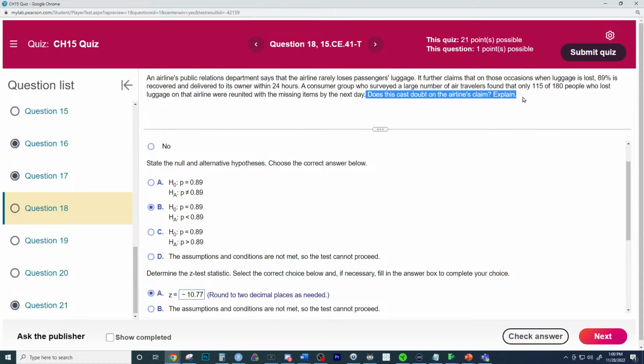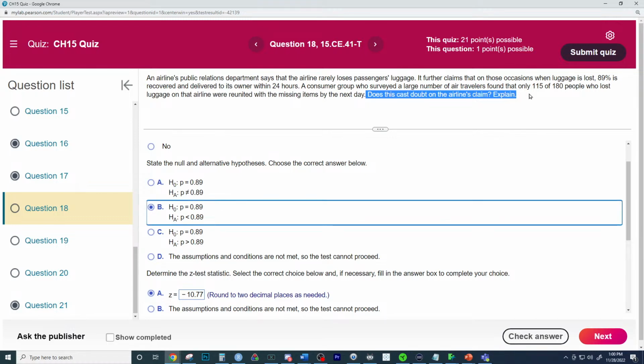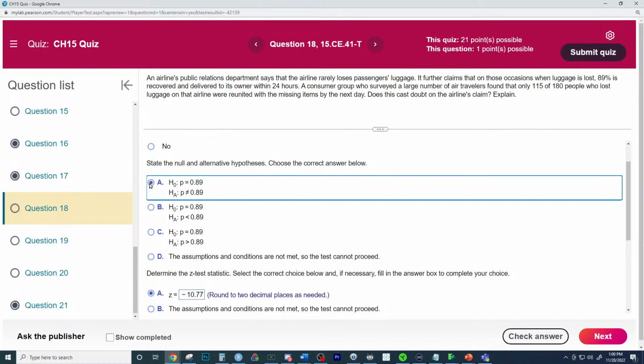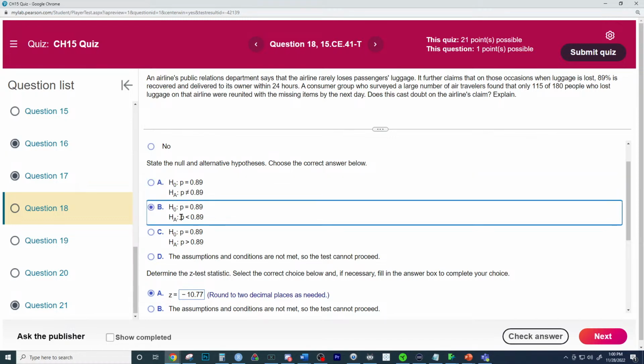But think if we're trying to show that the airline is wrong, we try to show that less than 89% of people get their luggage. So we're trying to cast doubt on that many people are getting the luggage. If we did the does not equal, it could be more than 89%. It'd be less than or greater than. So it makes more sense to test that we would show evidence that not enough people are getting their luggage.